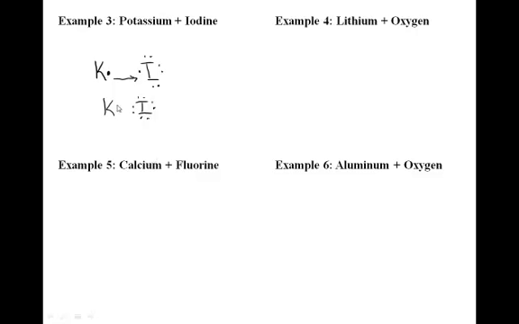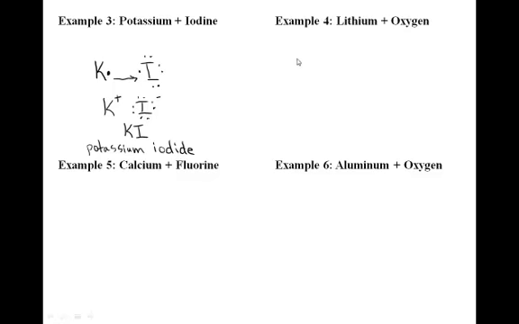So now this one has a positive charge, and this has a negative charge. So they stick together to form this compound. How would we name this one? It should be potassium iodide. Don't forget to change INE to IDE. Right, iodide. Good.